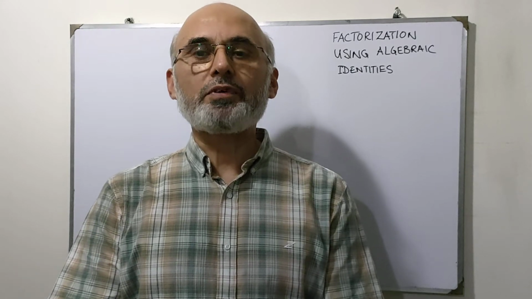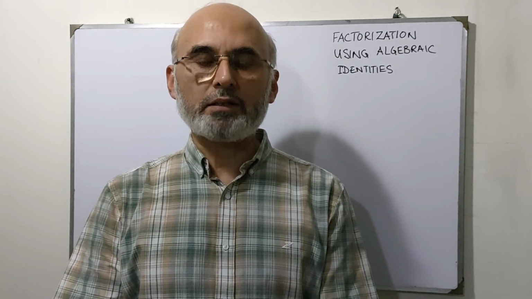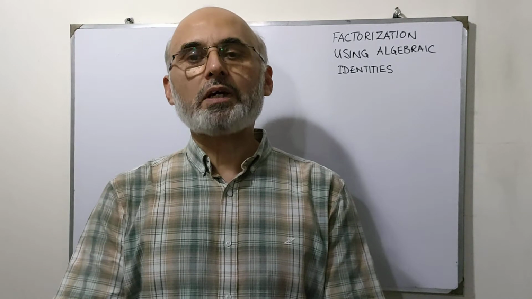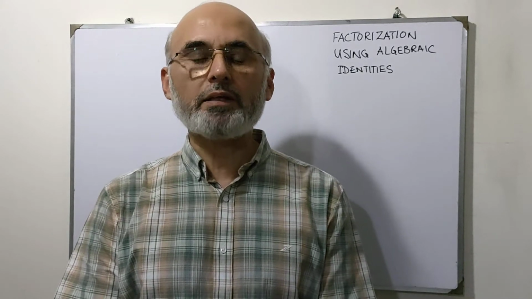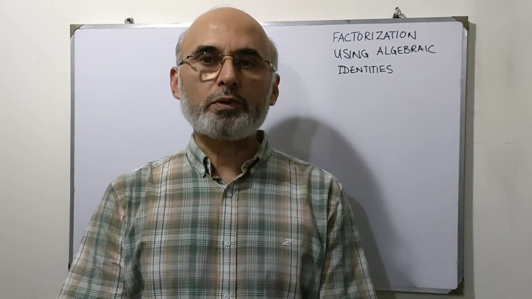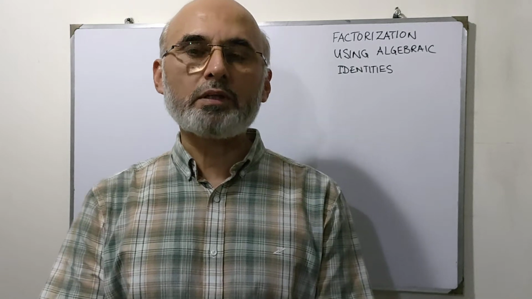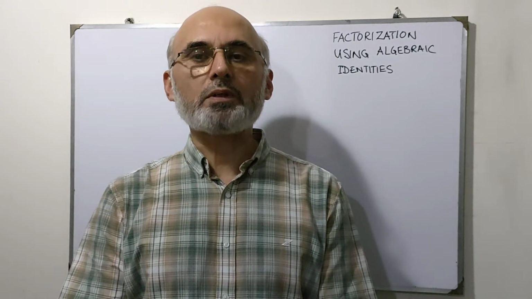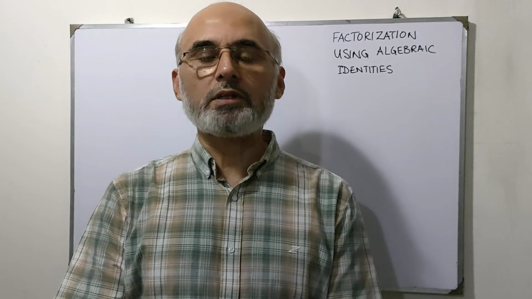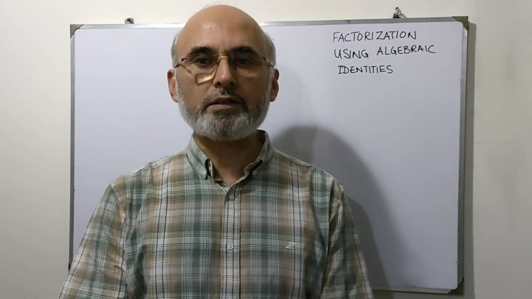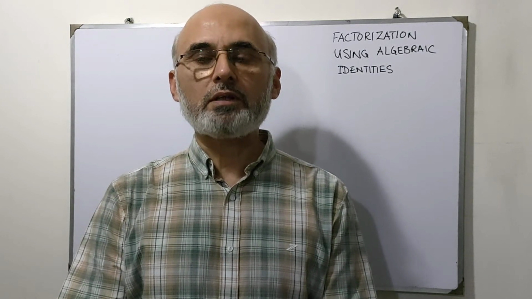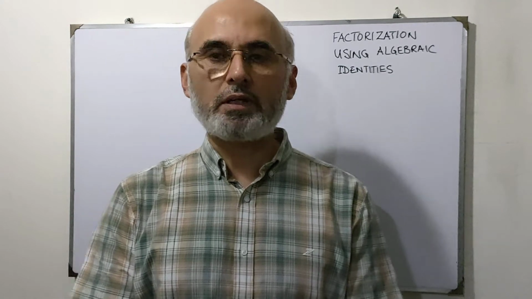So now let's do factorization using algebraic identities. We know that we have three algebraic identities: a plus b whole square, a minus b whole square, and then a square minus b square. So we'll be applying these three algebraic identities and we'll factorize the given expression. So let's do that.